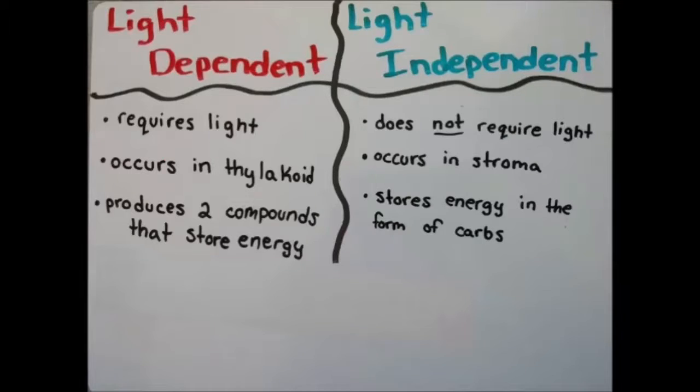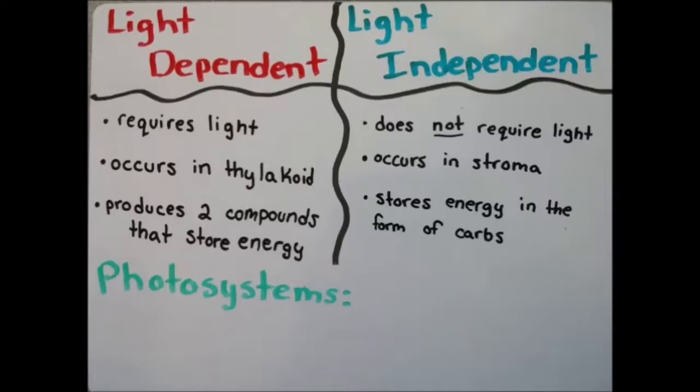There are two different types of reactions that occur within these, light-dependent and light-independent. Light-dependent requires light, occurs in the thylakoid, and produces two components that store energy. On the other hand, light-independent reactions do not require light, occur in the stroma, and store energy in the form of carbohydrates. Light-dependent reactions are carried out by photosystems 2 and 1.